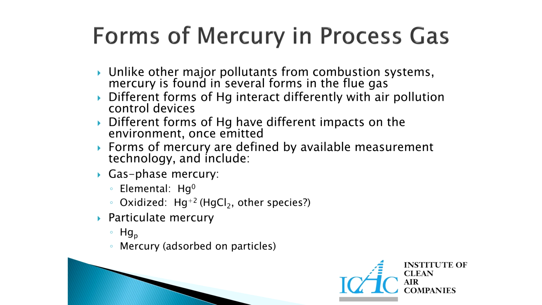The forms of mercury are defined really by the available measurement technology. So we have gas phase mercury. It can either be elemental or in an oxidized form. A common one might be mercuric chloride, for example, in coal combustion systems. We don't really have measurement methods that are commonly used in industrial combustion systems that can tell us more than just the mercury is elemental or the mercury is oxidized. And then there can be particulate mercury, which is mercury that's adsorbed on particles.